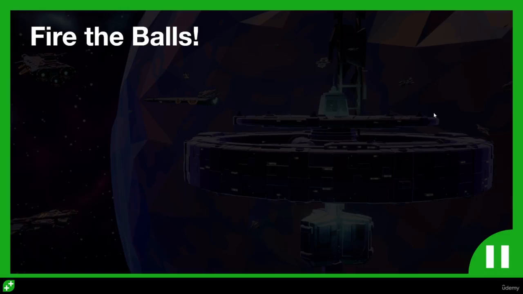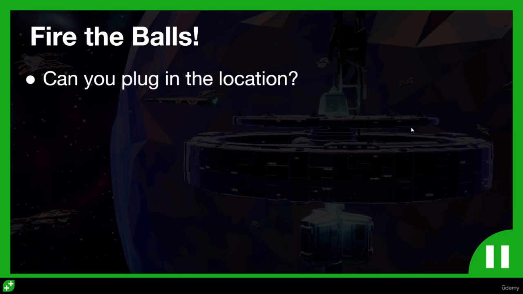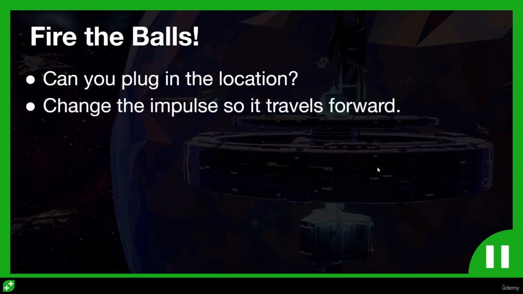So let's have a go at firing these balls from the player location. Can you plug in that location, first of all, in the way that I've got it? I've got it as a location, and it needs to go into the spawn node. Also have a look at changing the impulse so that it travels forward so that we can move around and start shooting at the table and chairs. Pause the video and have a go.